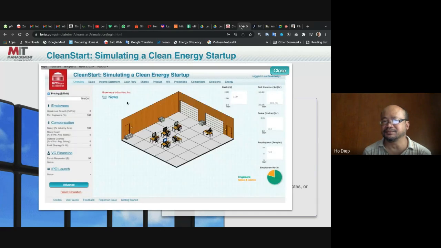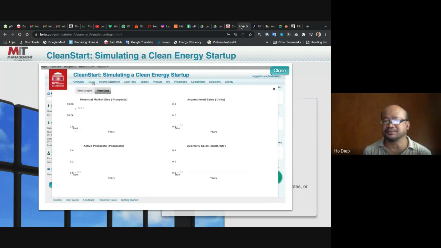You can drill down now and see more detail on your company. So let's look at sales. Now, as time goes on, you'll see a graph showing what's happening to all these variables. Here, we're seeing information about the market. We see that there's about 30,000 prospects or potential customers out there that you could potentially sell to.